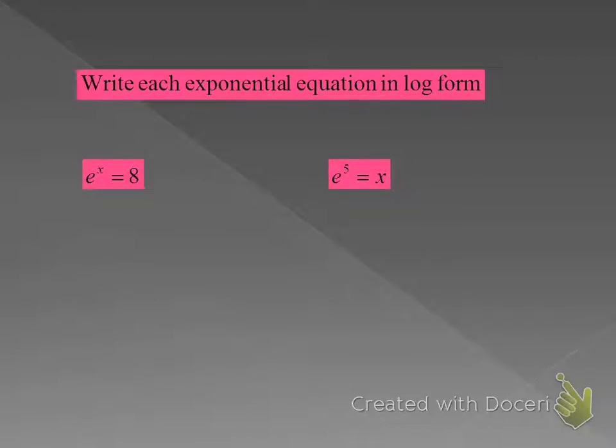Okay, so first off, we're going to get some practice. We're going to write each exponential equation in logarithmic form. So what we're going to do is take the log, we're going to make it log base e, with 8 coming to the left, equals x. Okay, like you switched before. And the only difference is, since this is fancy talk for natural log, you rewrite it as natural log. So ln of 8 equals x.